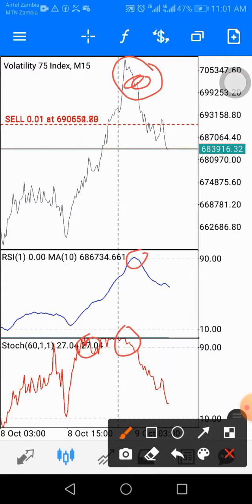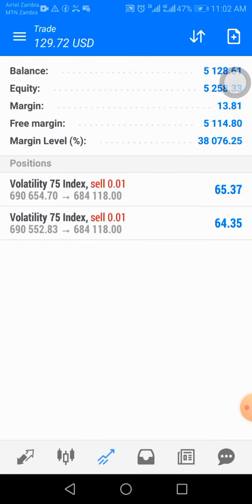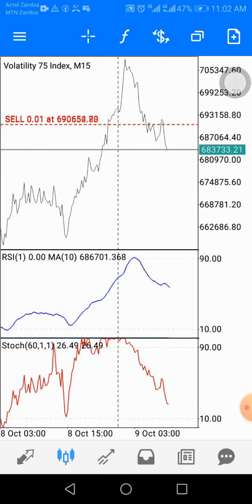So after it continued, in as much as I was supposed to enter this trade somewhere here, I later entered it from there. Okay, I later entered it from there, and it will keep going down up to probably somewhere here like that. So if you go down to my account, you find there is already profit. Now, ladies and gentlemen, this strategy always works. It's about 98% accurate.